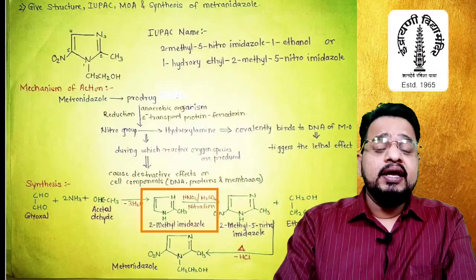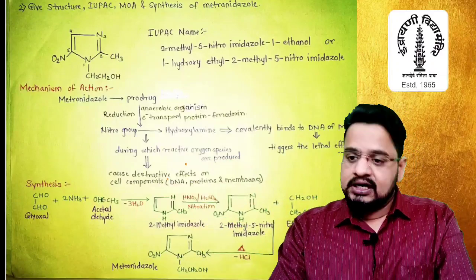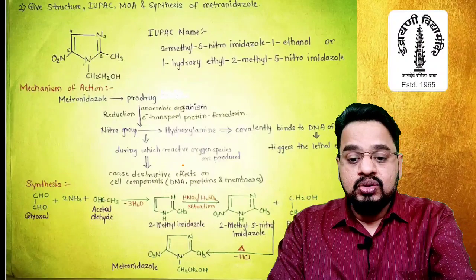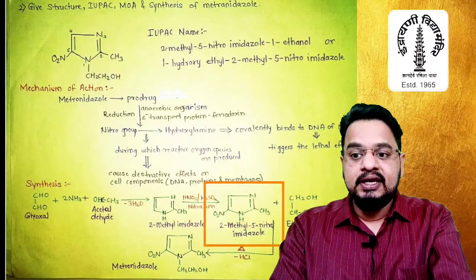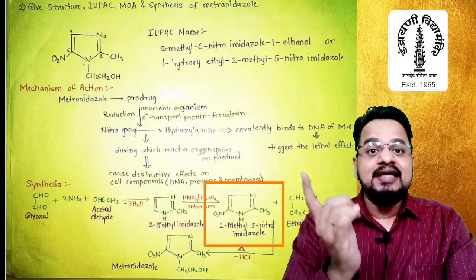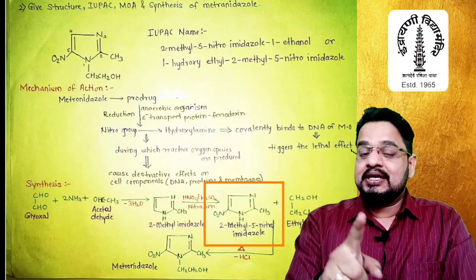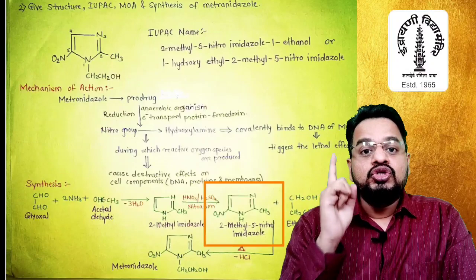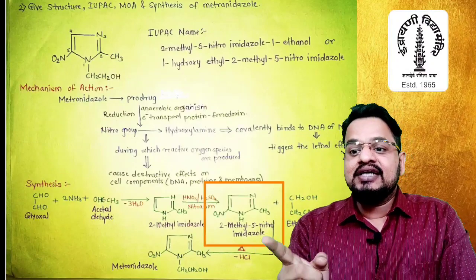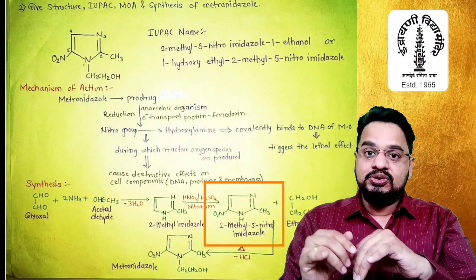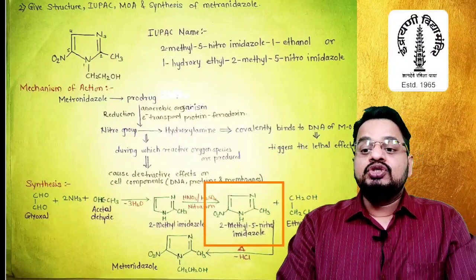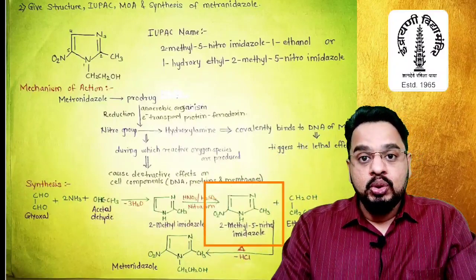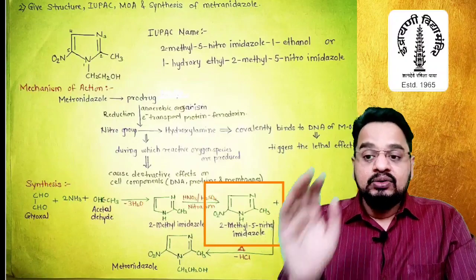Now once you get this 2-methyl-imidazole, it will undergo a nitration reaction. Nitration reaction is what? Reaction with nitric acid and sulfuric acid. Once it undergoes the reaction with nitric acid and sulfuric acid, you will get the second substitution, a very important substitution. In the first reaction you get what? 2-methyl substitution. In the second reaction you will get 5-nitro substitution. So the compound you are getting right now is 2-methyl-5-nitro-imidazole.